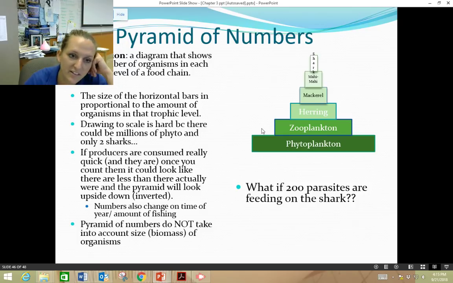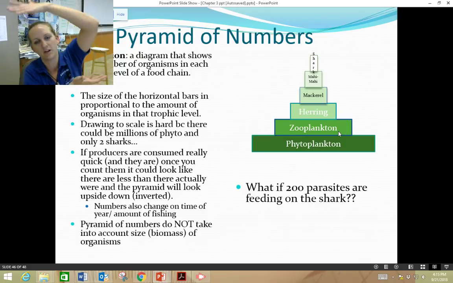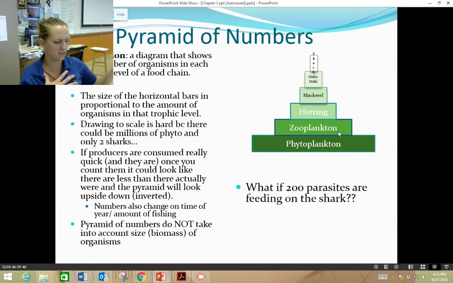This isn't super easy to do though, because if producers are consumed really quick, and they are, once you count them, it could actually look like there's less than there are, and then the pyramid could look inverted. So it could look like we have a smaller amount of phytoplankton here, and it could look like it's a little bit upside down. Like, how could you have so many organisms? It's inverted.